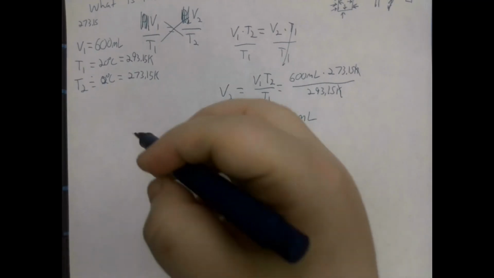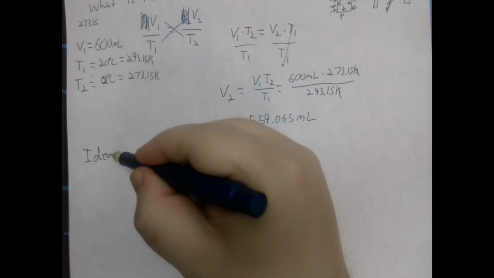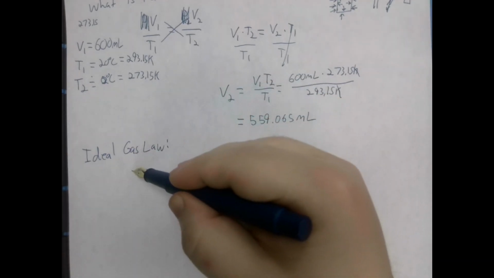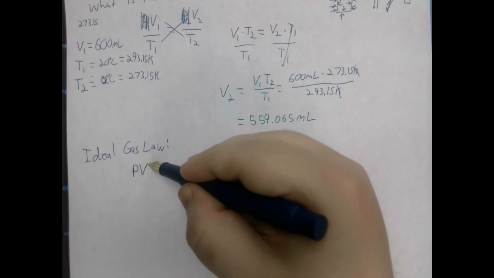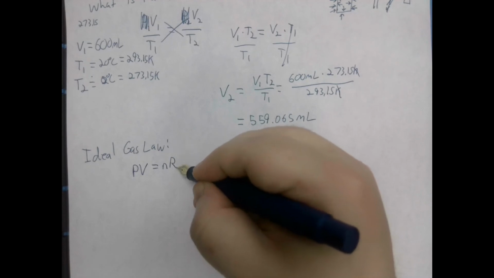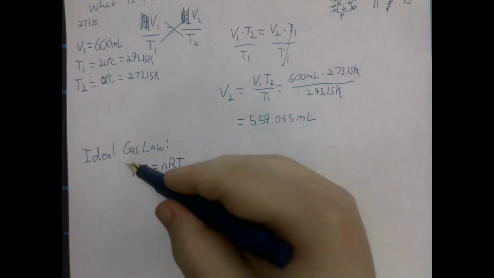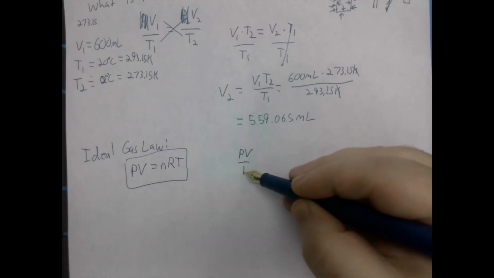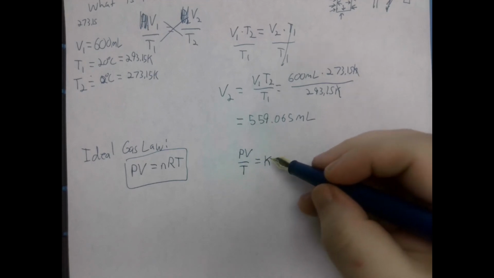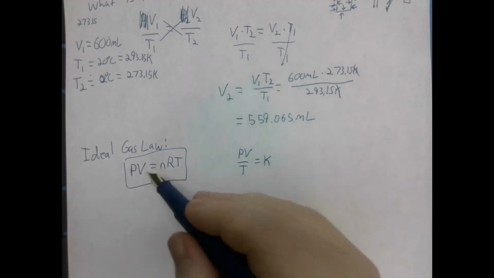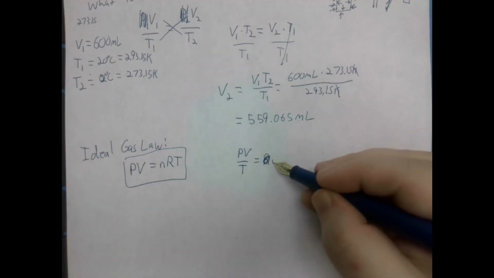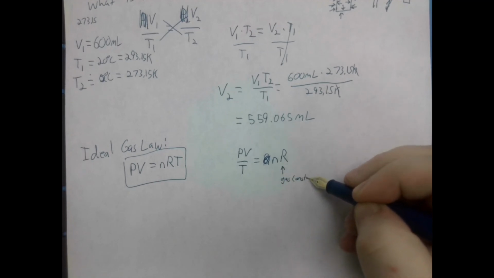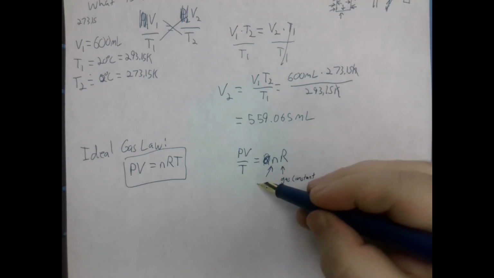There's another law that's called the ideal gas law. The ideal gas law is pressure times volume is equal to nRT. We can see by rearranging this, pressure times volume over T is equal to some constant. This is the ideal gas law. I mean the combined gas law. And if we notice, this K is actually n times R. R is the gas constant. And n is the number of moles.